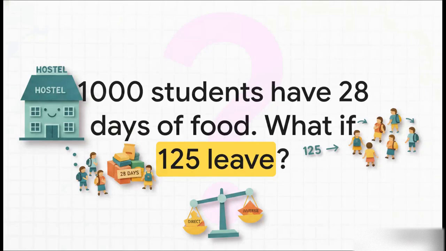As we wrap up today's explainer, I want to leave you with one final provocative challenge from a Class 8 worksheet just to test out your new superpowers. If 1,000 students in a hostel have enough food for 28 days, and 125 students shift to another hostel, how many days is the food going to last now? Ask yourself, is this direct or inverse? How many students are actually left? I challenge you to set up the equation and solve it.